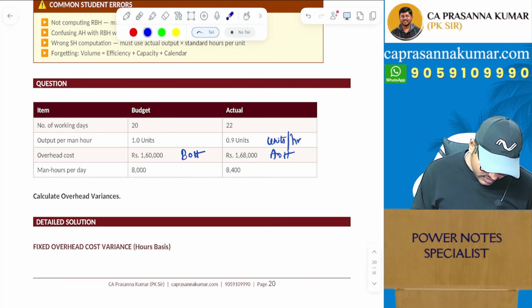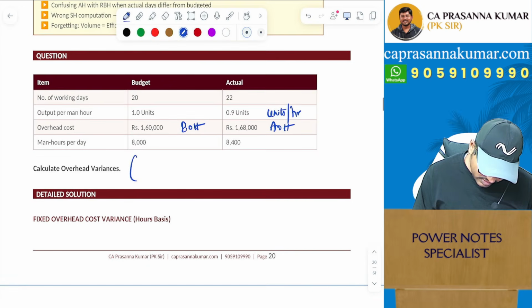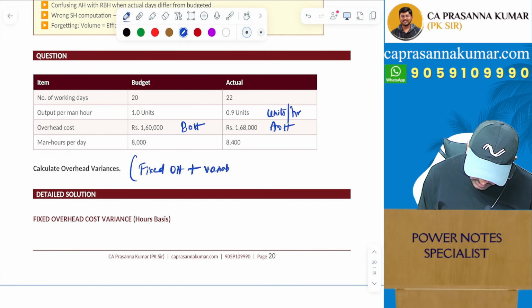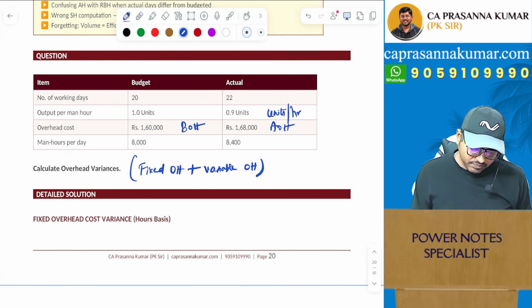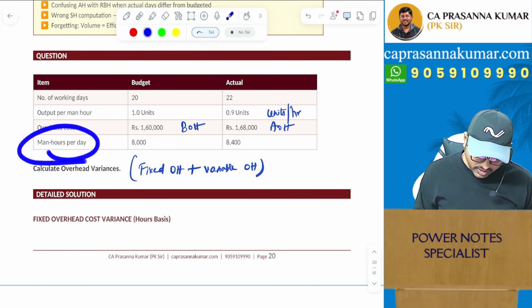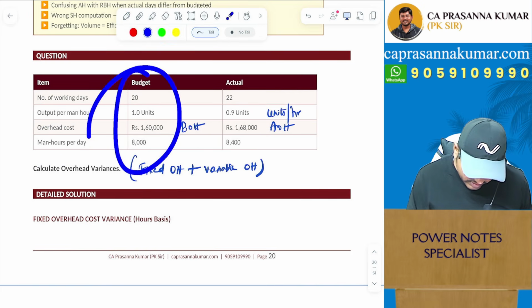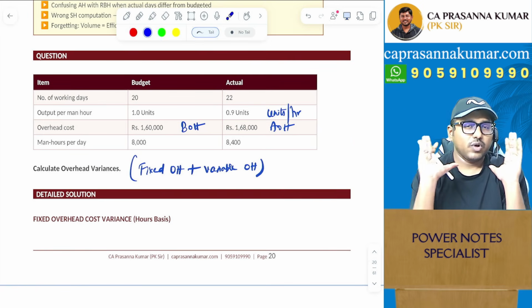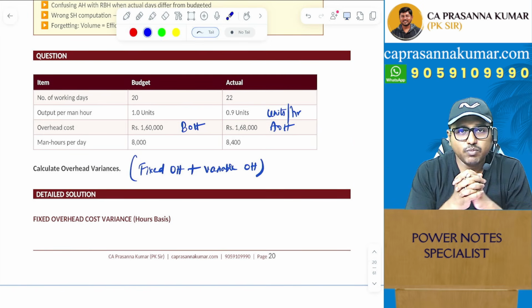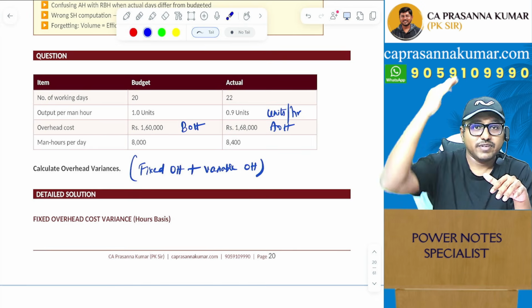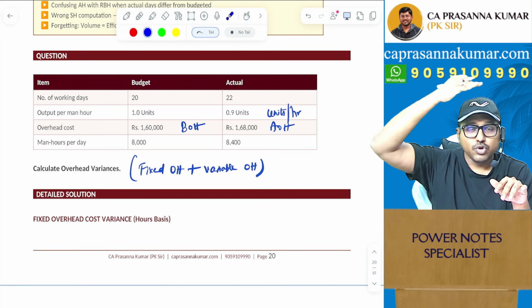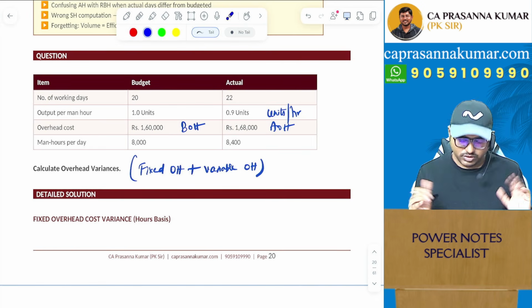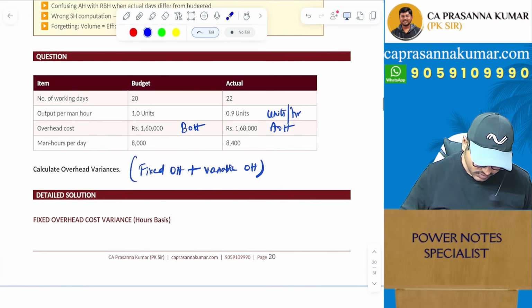If he's saying just overhead variances, you need to understand that it is fixed plus variable. Fixed overhead plus variable overhead. Please keep that in mind. Man hours per day. That is nothing but labor hours per day. 8,000, 8,400. Budget is this much. Whenever there is an overhead variances question where fixed and variable both are put together, you solve it from fixed overheads point of view only. How, sir? I'll tell you. Shall we solve?